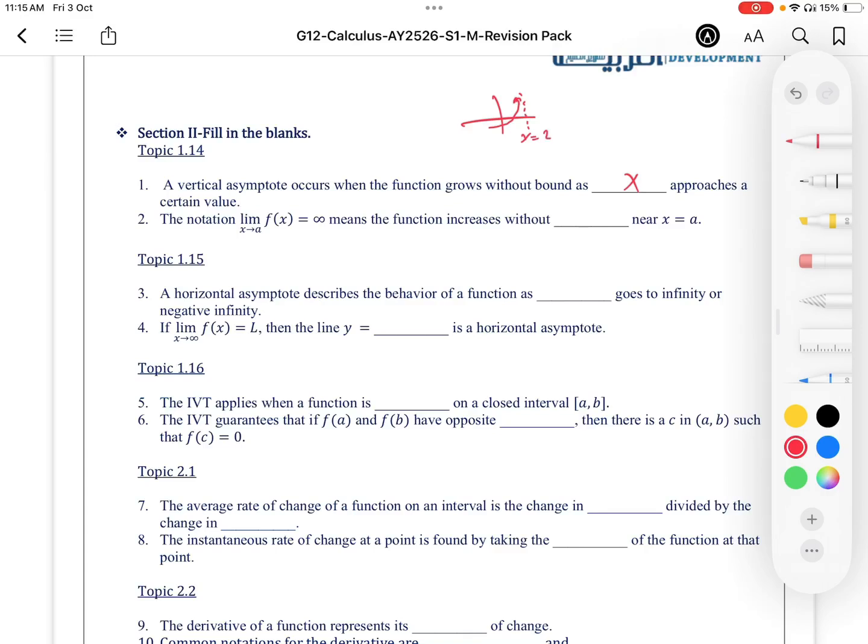Let's say x equal to a. So we're going to find the function going without bound as x approaches this value. The notation means the function increases without bound near x equal a. That's the same thing we explained there. When x approaches the vertical asymptote, the function goes without any bound to infinity or minus infinity.